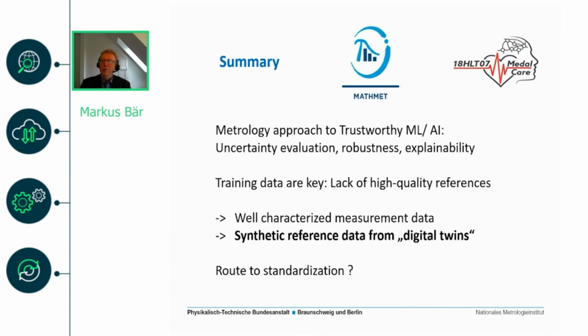Okay, and that brings me already to the summary. In short, I discussed a bit the issues that metrologists found important in trustworthy machine learning. Main conclusion is, of course, training data are key. And in particular, we have a lack of quite high quality references. So we should work to set up reference databases and also find criteria to assess these databases. And that would be measurement data. But another second path, which is very promising, is to use synthetic reference from digital twins.